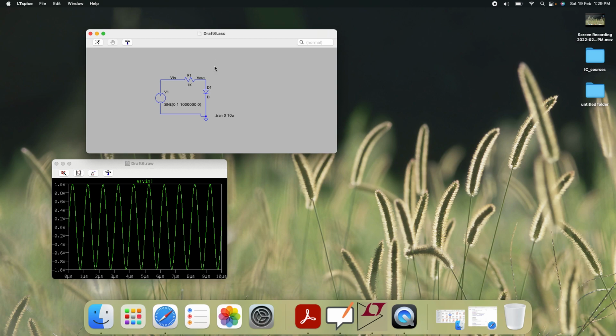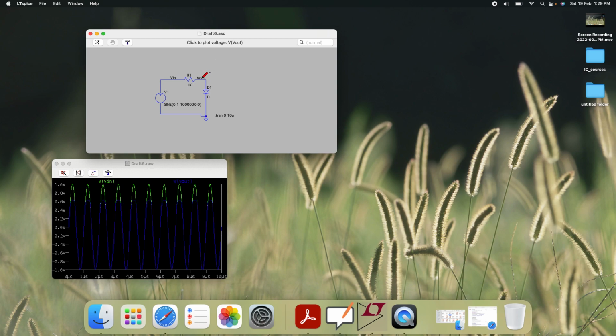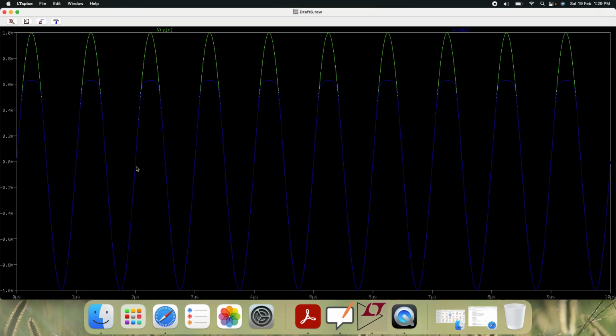Now you want to have V out. So on top of that one, you can plot V out. You can see here, almost after 0.6, it is almost clipping off, right? So this is giving the output as expected.